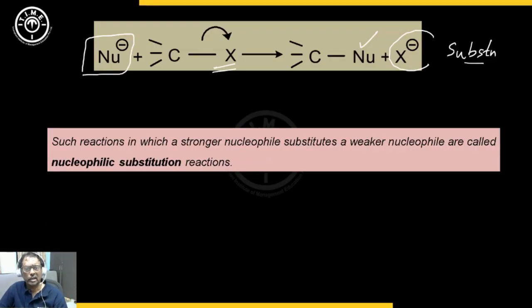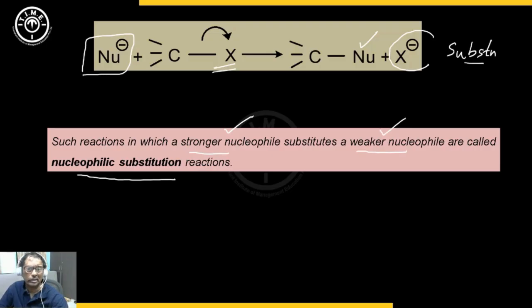Now, shall we say that a stronger nucleophile replaces a weaker nucleophile in a nucleophilic substitution reaction? I hope this is clear. So we have now checked what is a nucleophilic substitution reaction. An incoming nucleophile is going to replace an outgoing nucleophile. The incoming nucleophile is a stronger nucleophile and the outgoing nucleophile is a weaker nucleophile. That is what you are saying, that a stronger nucleophile is going to replace a weaker nucleophile. Clear?